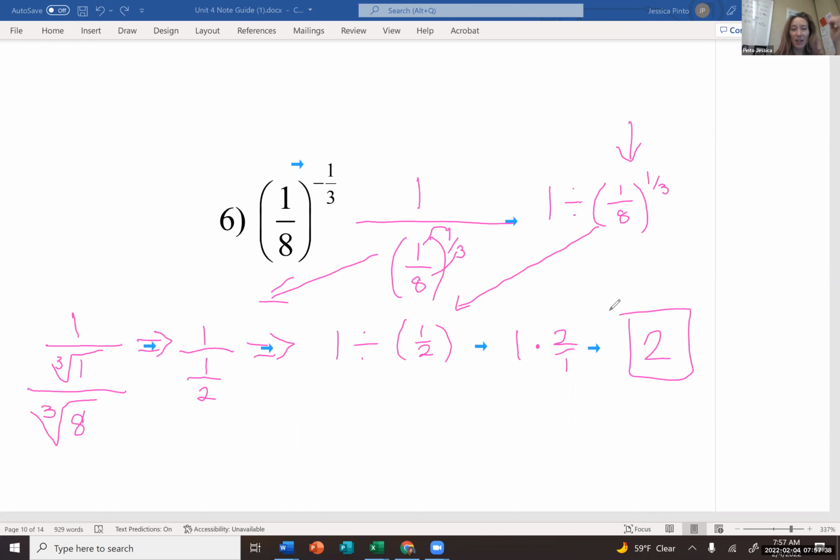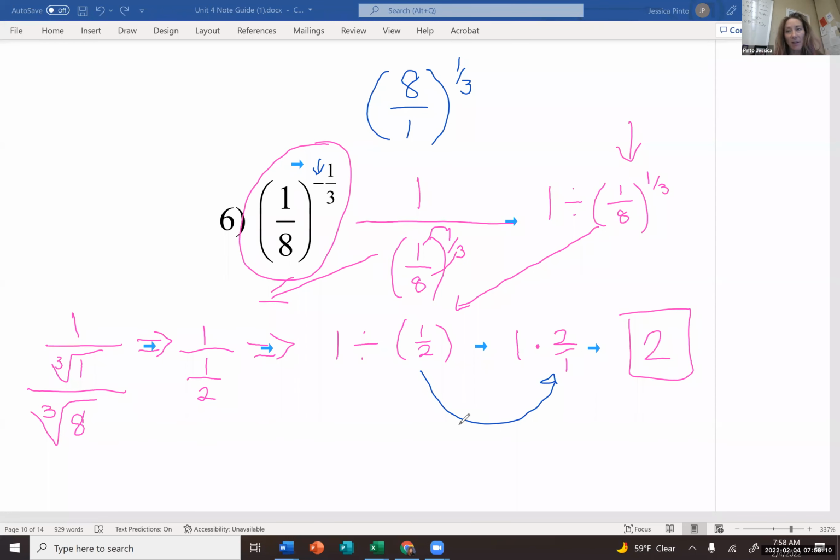So a shortcut could be, when we see an expression like this where there's a negative exponent that applies to a fraction, something I could do first is change it to 8 over 1 to the 1/3. This tells me I've changed it to the reciprocal, which we needed to use right here in this later step. But all I did was evaluate the negative part of the exponent. And evaluating the negative part of the exponent just flips the fraction upside down.